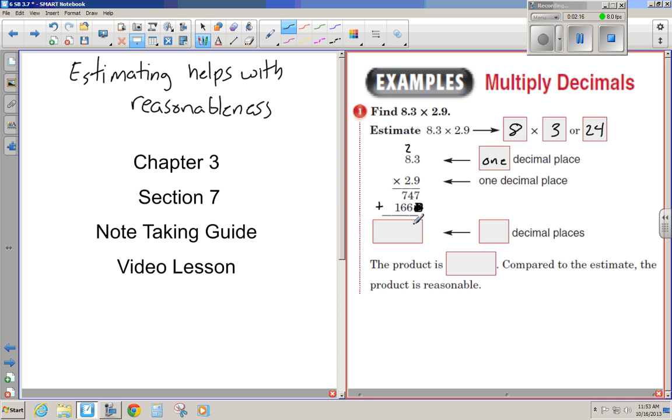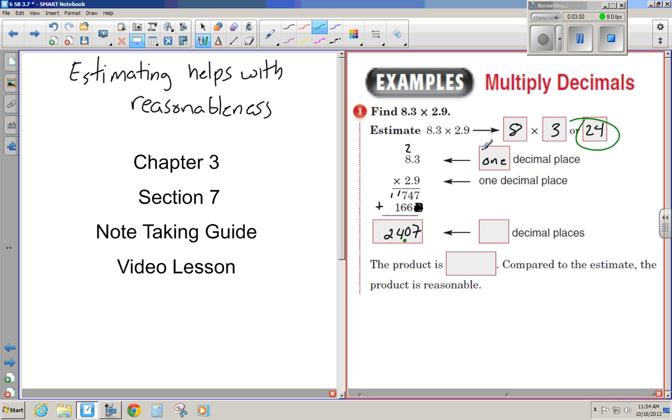And we add. 7 plus nothing is 7. 4 plus 6 is 10. Carry the 1. 1 plus 6 is 7. Plus 7 is 14. And 1 plus 1 is 2. So we can do this one of two ways. In previous sections, one method would be to look at the estimation, and if the estimated answer is 24, then this here should be 24. It shouldn't be 2.4. It shouldn't be 240.